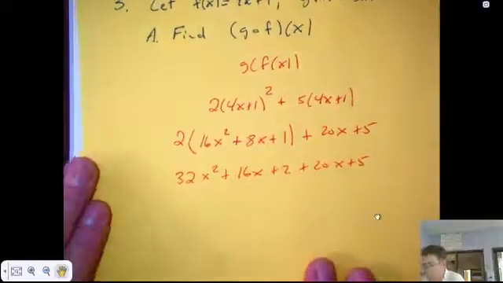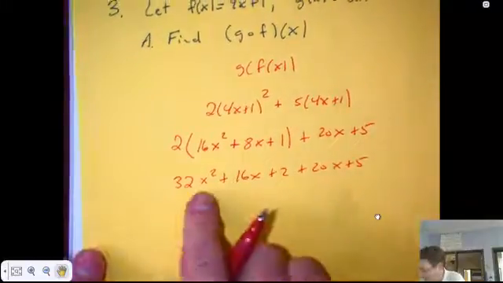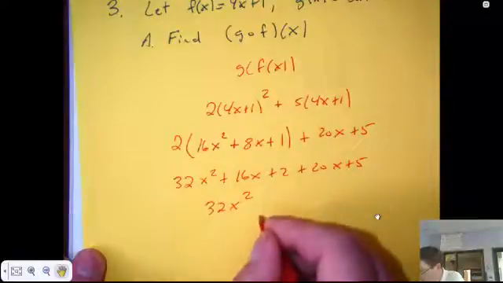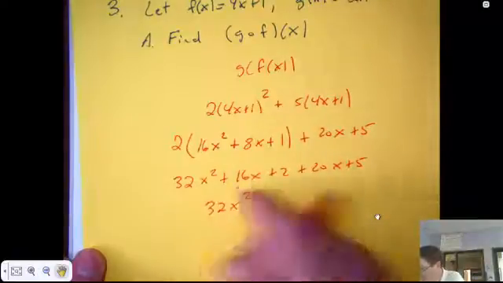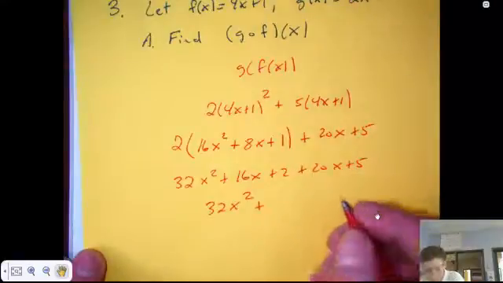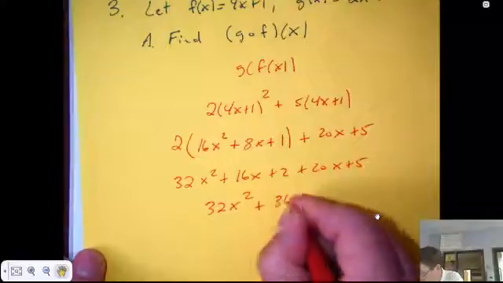And then, okay, what can I combine? Well, I just have 1x squared, so it's 32x squared. But then I need to have 16x and 20x, so 36x.